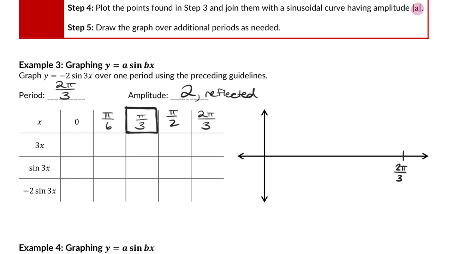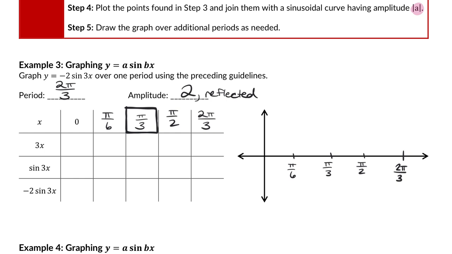Pi over 2. You are finding the x coordinates of the x increments, meaning halfway between 0 and 2 pi over 3, we're going to label pi over 3. Halfway in between those, we're going to do pi over 6. 1 pi over 6, 2 pi over 6, 3 pi over 6, but we know 3 pi over 6 reduces to pi over 2.